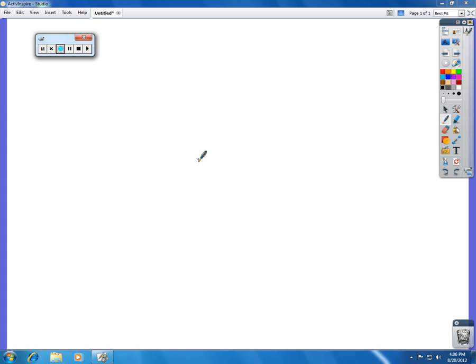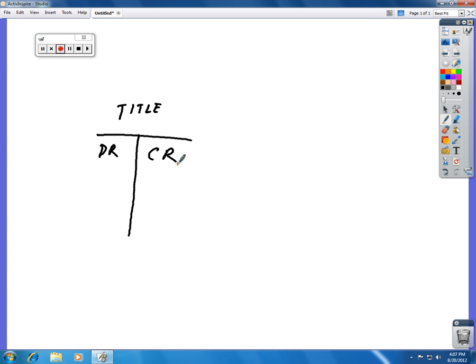The first concept is that of the T account. The T account derives its name from its shape. It is in the shape of a capital T. There are three things you can be sure of about any T account. Up here on the top, we have the title. The title is the account name that we might be dealing with. Over here on the left, we have the debit, and over here on the right, we have the credit.